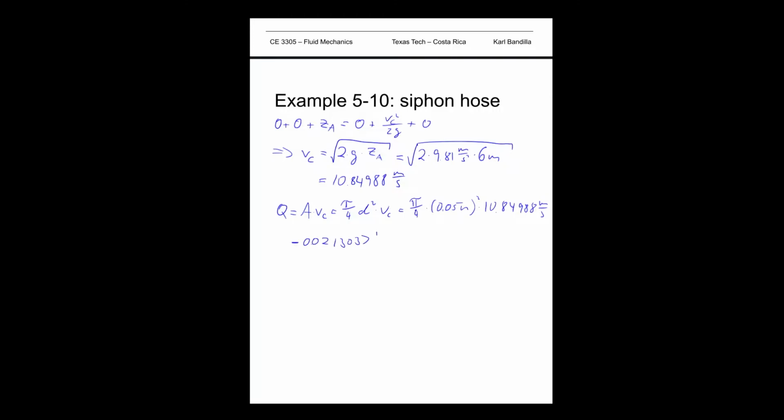And that gives me 0.0213037 cubic meters per second, or 2.13 times 10 to the minus 2 cubic meters per second. Right, so that would be our volumetric discharge. That was the first question that we had to answer. Now the second question that we're supposed to answer is what the pressure is at the lowest point.